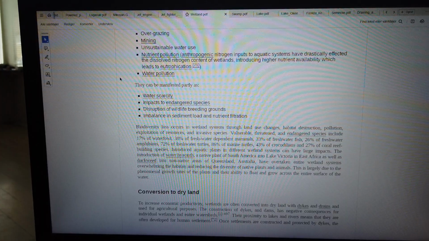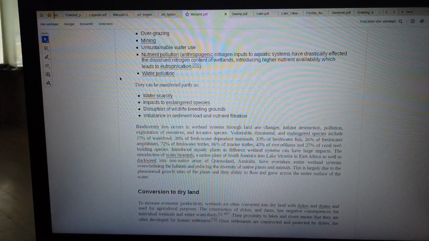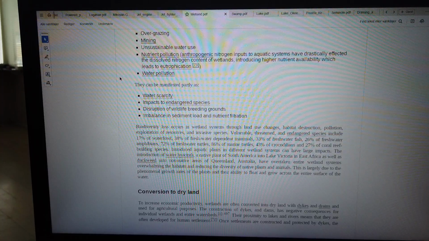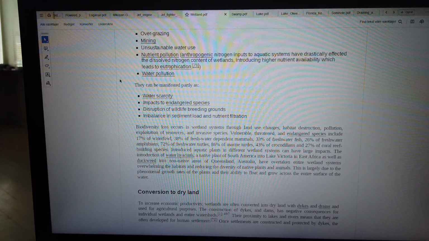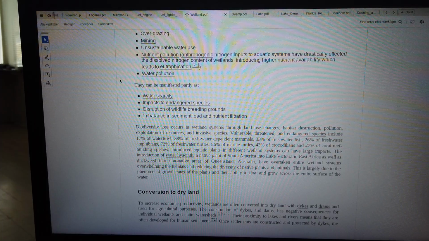Conversion to dry land. To increase economic productivity, wetlands are often converted into dry land with dikes and drains and used for agricultural purposes. The construction of dikes and dams has negative consequences for individual wetlands and entire watersheds.